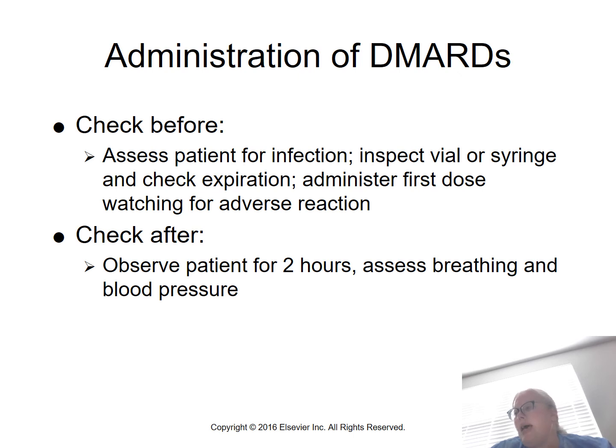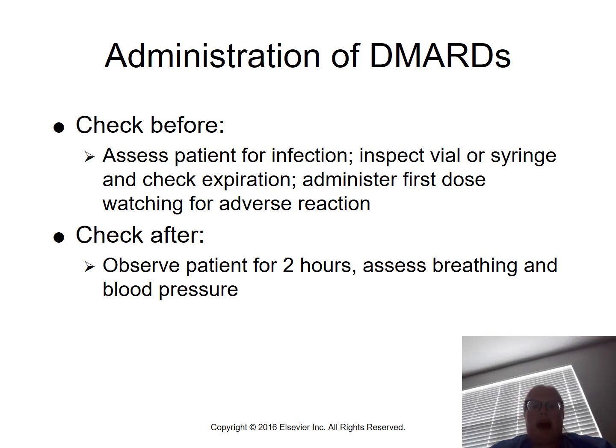Okay, before we give these meds, we want to make sure that the patient does not have an infection. If there is an infection present, typically the therapy is delayed until the infection is gone. We also want to make sure that if we're giving an injection, we inspect the vial or syringe for the correct dose. We need to make sure that the expiration date has not passed. After we administer the very first dose of the medication to the patient, we need to watch for any adverse reaction. And then afterwards, we need to observe the patient for 2 hours, assess their breathing, and also their blood pressure.